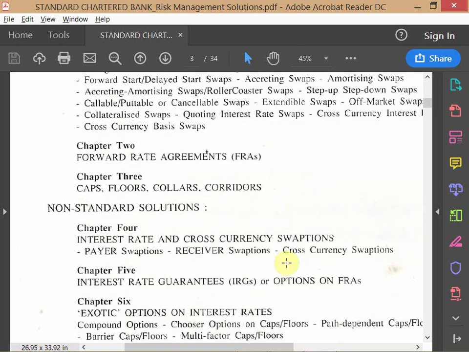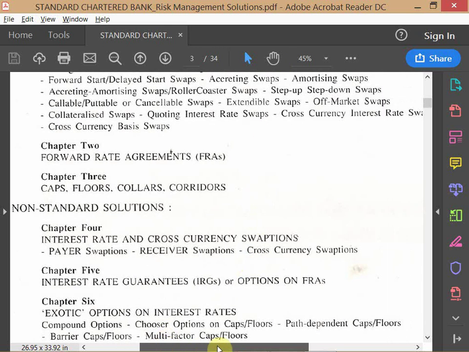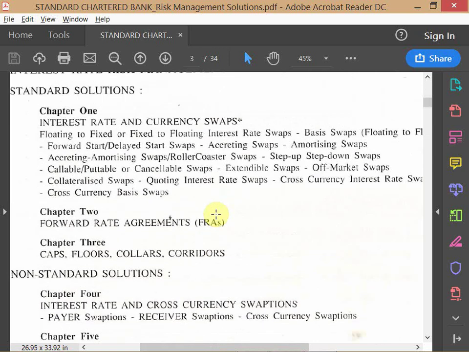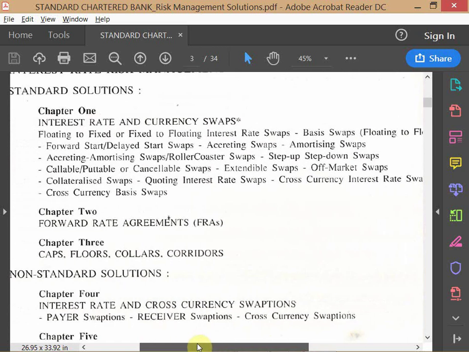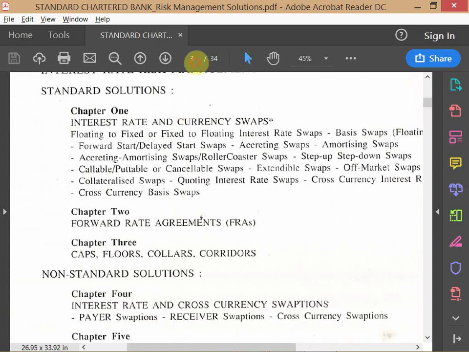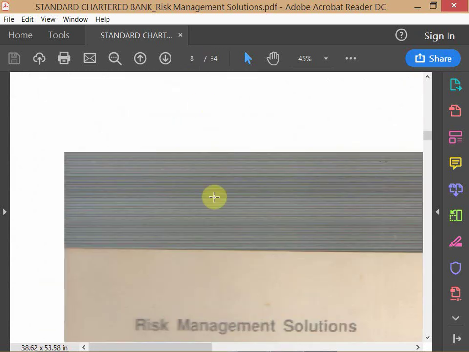Now let's see where the interest rate swaps are. Okay. So interest rate and currency swaps, page 8. Okay, so let's go to page 8 and see.